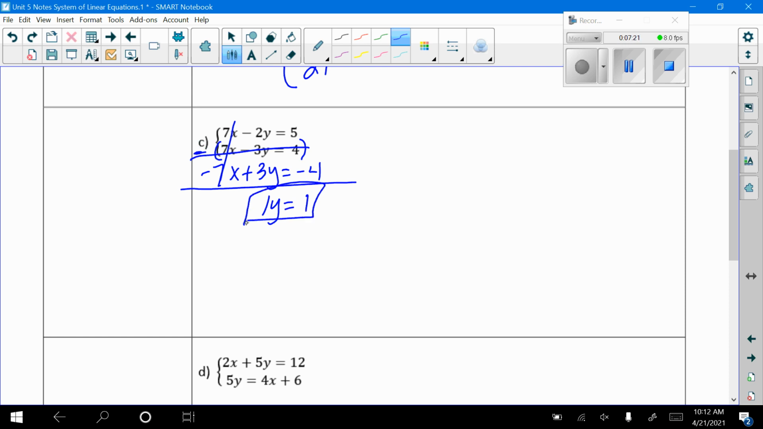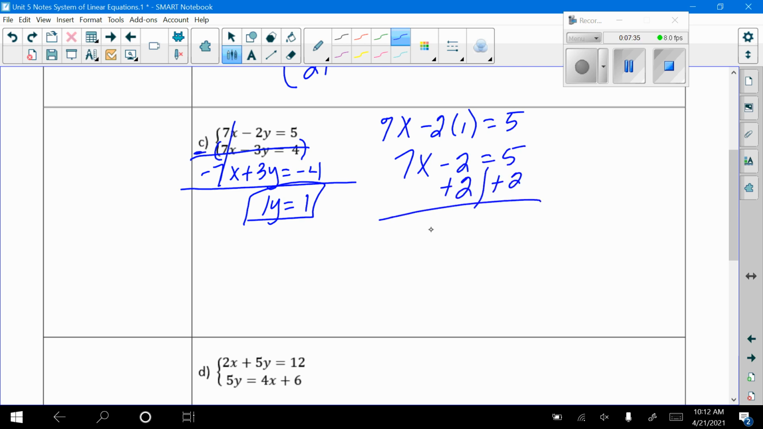So if y equals 1, I'm going to plug it back in. 7x minus 2 times 1 equals 5. 7x minus 2 equals 5. Add 2 to both sides to solve this. So 7x equals 7. x equals 1. So 1, 1.